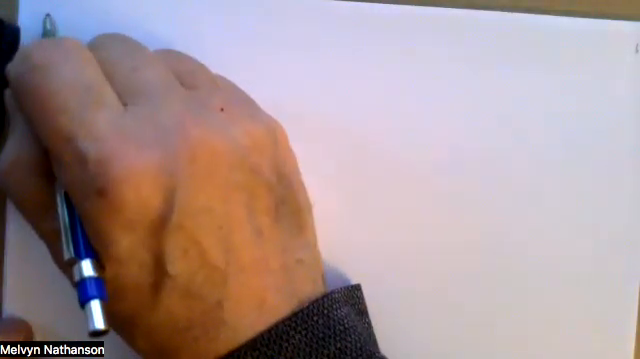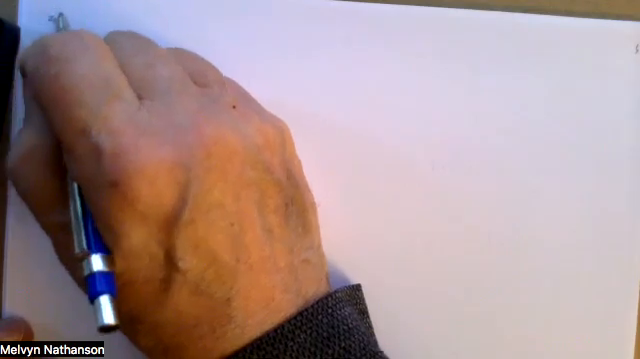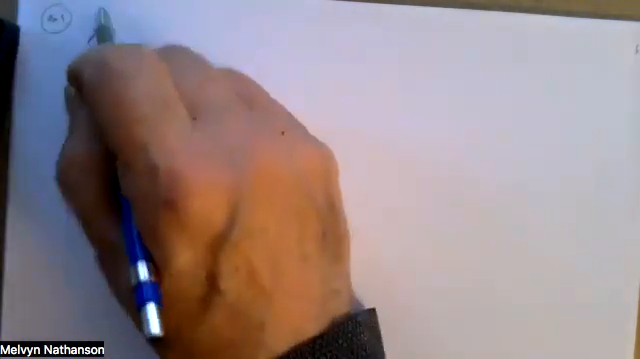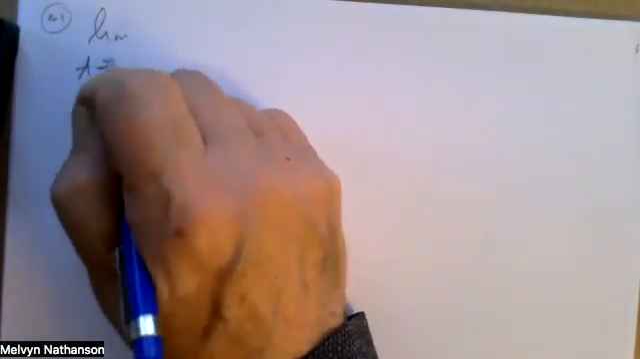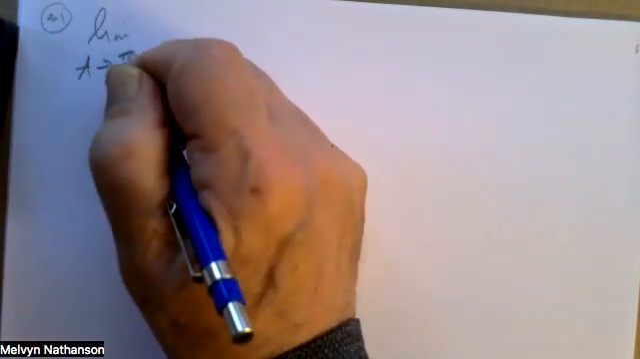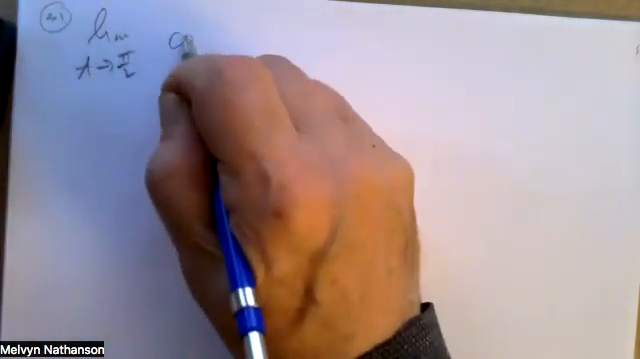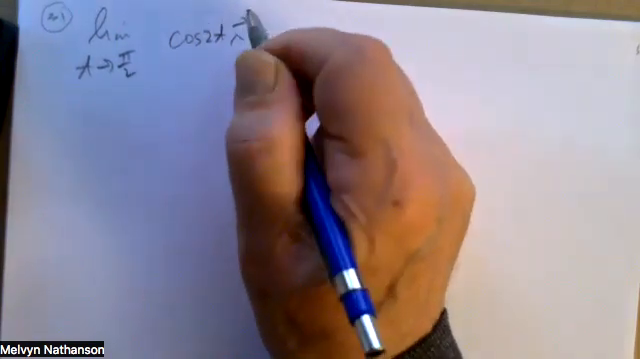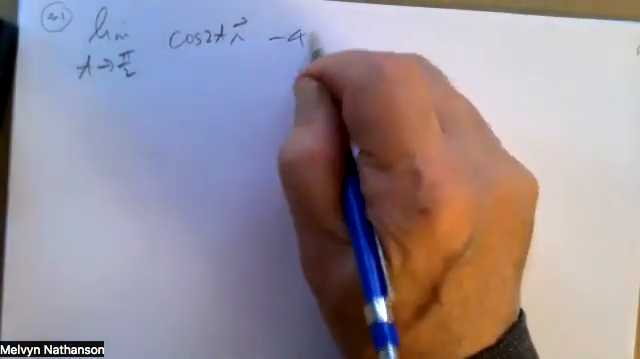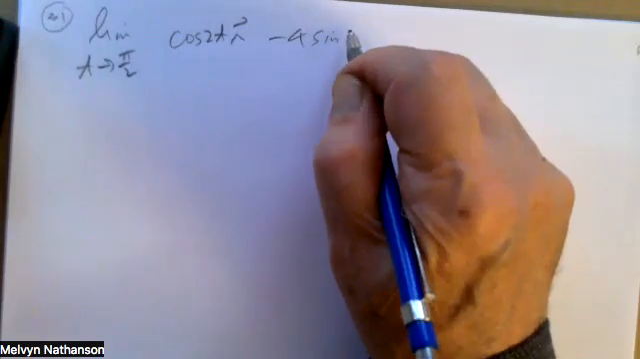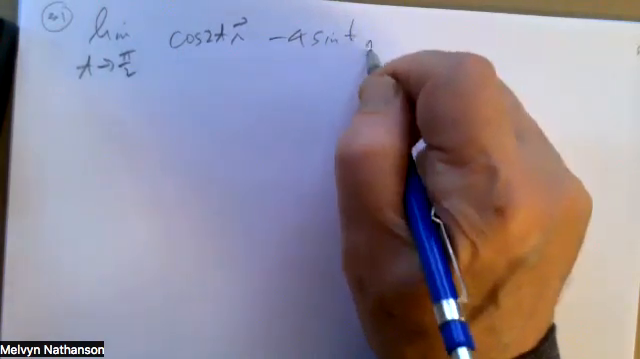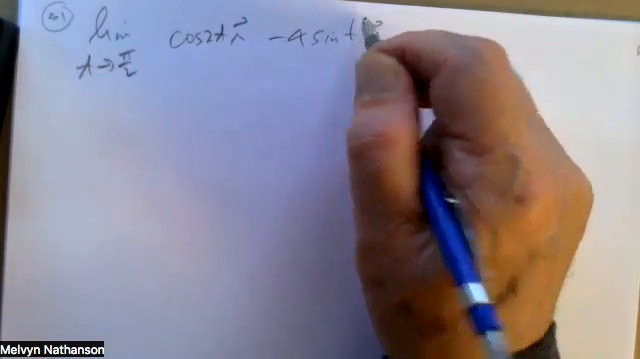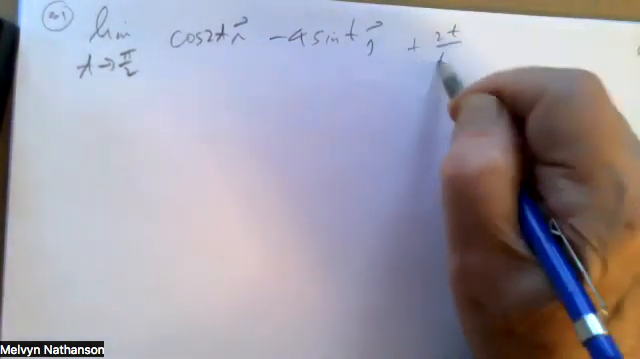Let's look at the next problem in the homework, which was problem 31. These are limits. Find the limit as t goes to pi over 2 of cosine 2t i minus 4 sine t j plus 2t over pi k.